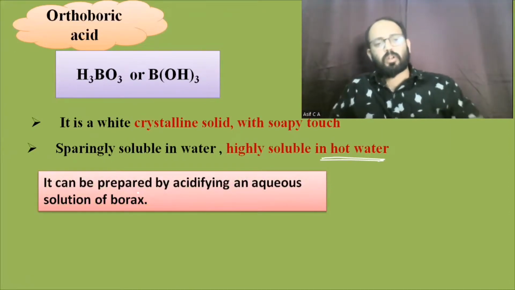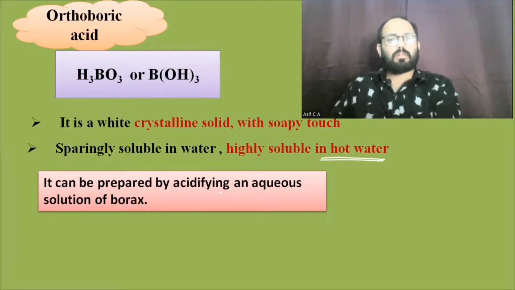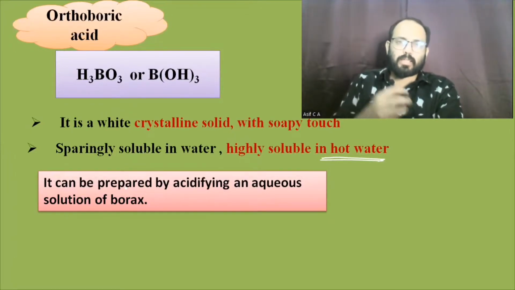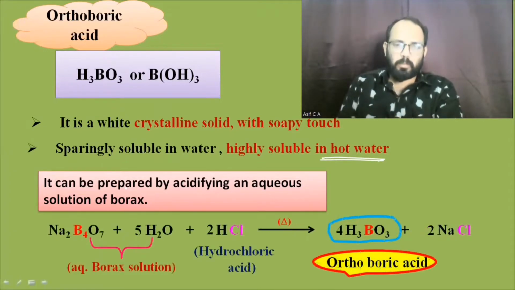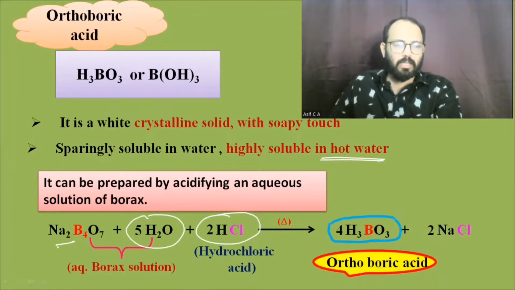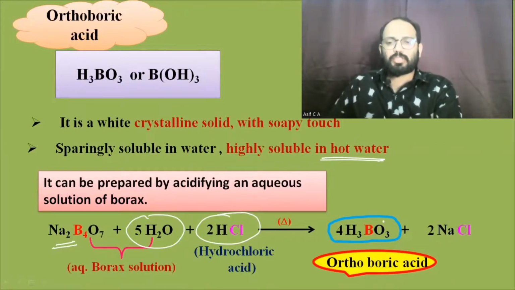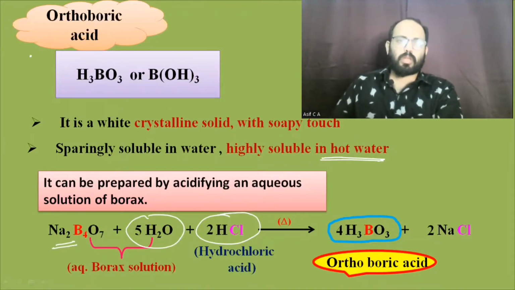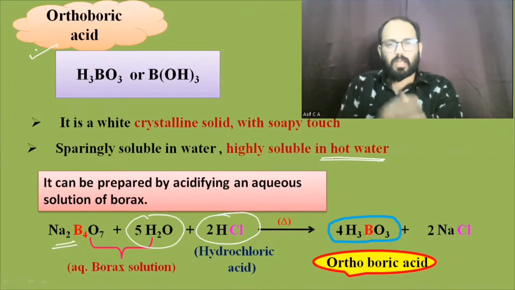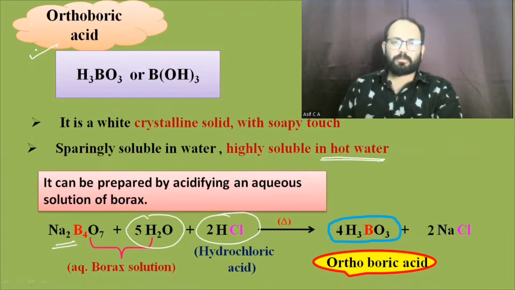What are the methods of preparation? You can prepare it by acidifying an aqueous solution of borax. So if you acidify an aqueous solution of borax with HCl, what are you getting? H3BO3, orthoboric acid. So you can prepare orthoboric acid by acidifying aqueous solution of borax.